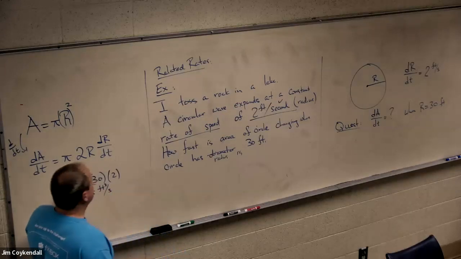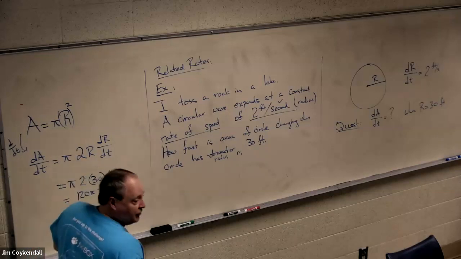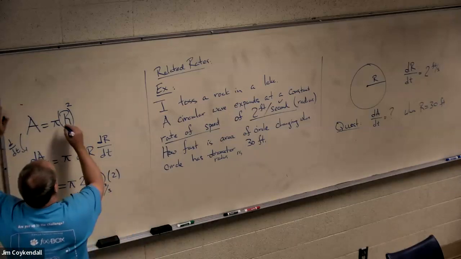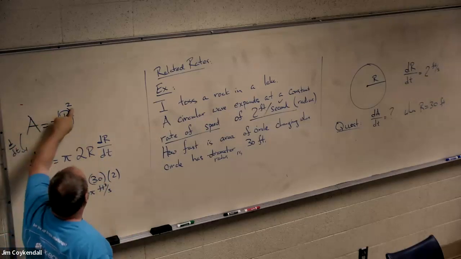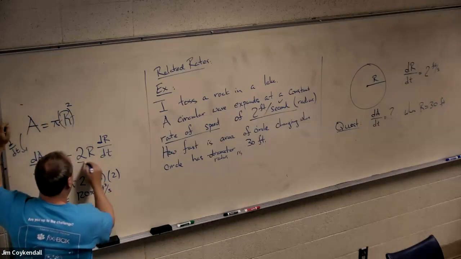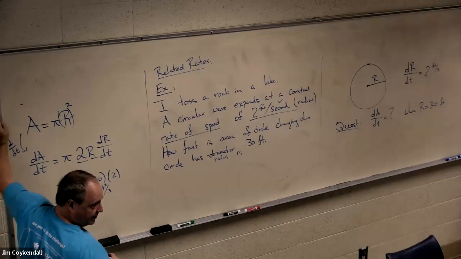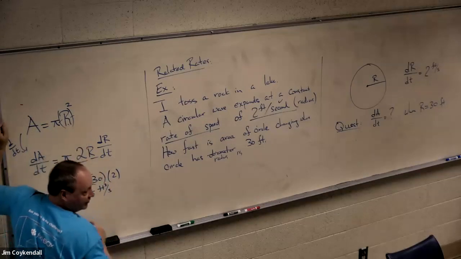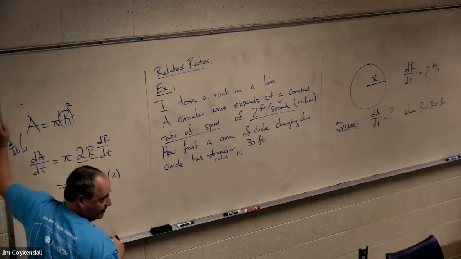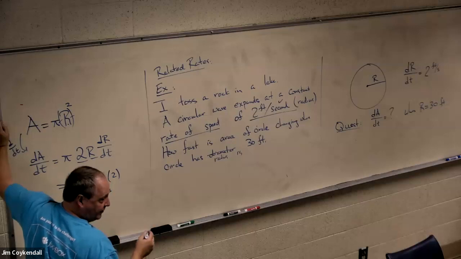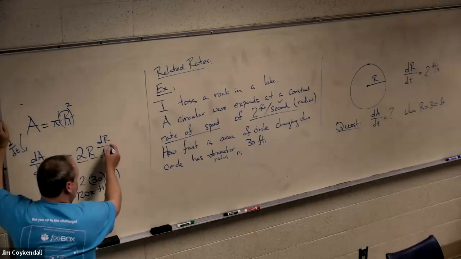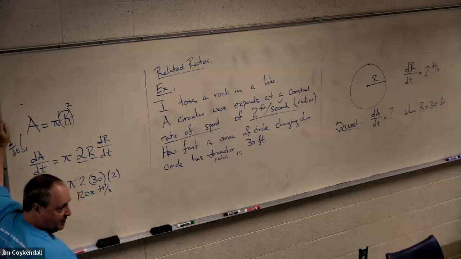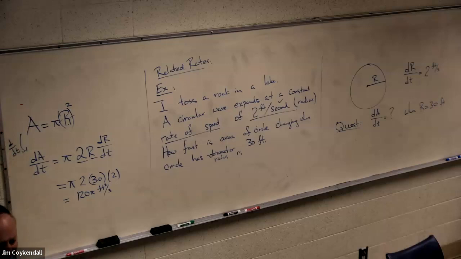Okay, run that by me again. Because of the chain rule, right, what do we come to? This is blob squared, so there's your 2 blob. Now take the derivative of what's inside there. And what is the derivative of R with respect to t? It's the dR/dt. Okay. Any other questions?